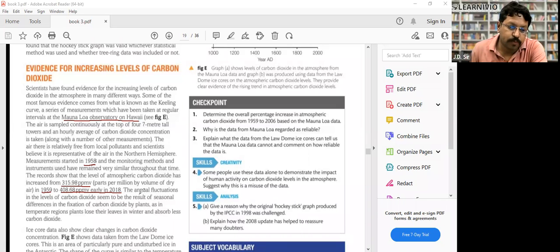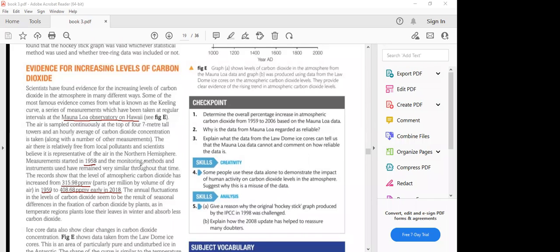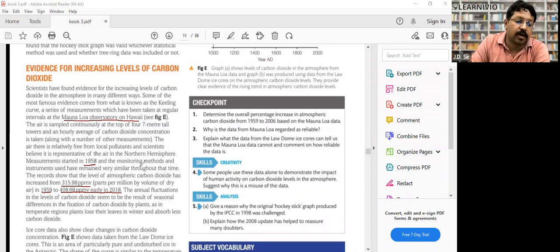Did you get all those points? Yes. You have to remember the data, like how much the increase was, when we started calculating and when we ended, right? So you have to remember these underlined points. Let's move on to the next point.